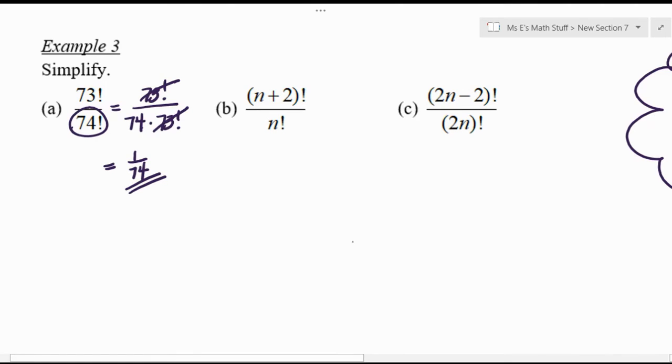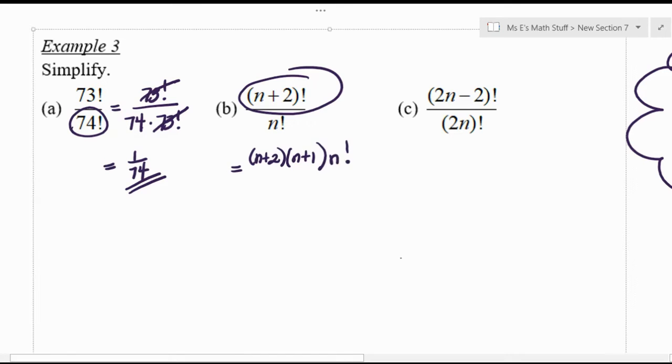For part B, I'm going to do the same thing I did with part A. Which one should I expand? The one with the higher base. So what would n plus 2 factorial be? It would be n plus 2 times n plus 1, and then the rest could be thought of as n factorial.